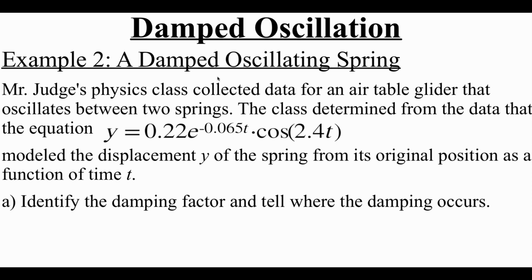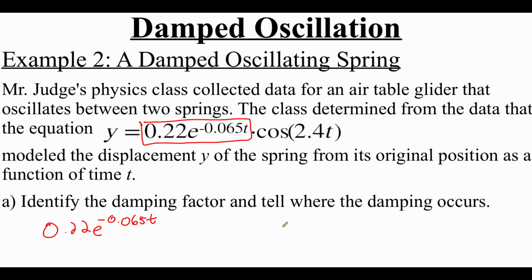So as we're thinking about identifying the damping factor, we're looking for the function being multiplied by our cosine. So I'm looking at the very front of this equation where we've got that 0.22e raised to that power. So that's going to be our damping factor, 0.22e to the negative 0.065t. That's our damping factor.